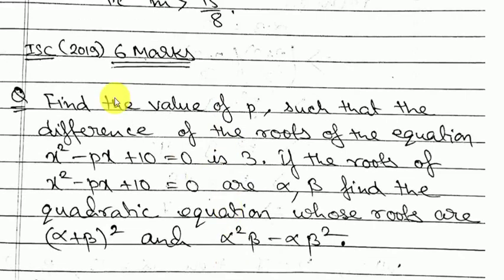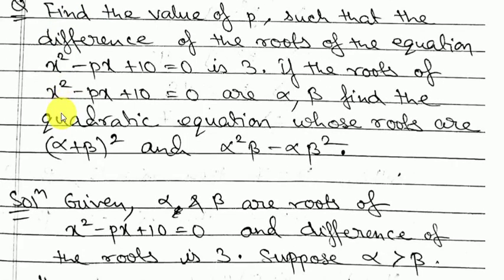Now the next question had come in 2019 for 6 marks. The question says, find the value of p such that the difference of the roots of the equation is 3. So here one quadratic equation is given to us, and they are saying that the difference of the roots is 3. And we have to find the value of p.